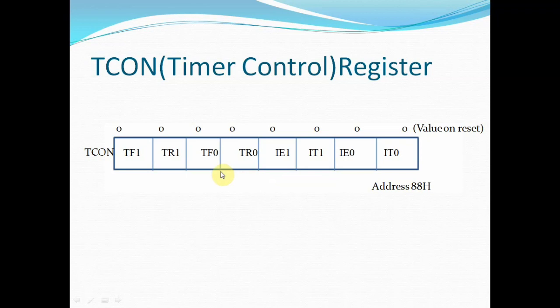So we are going to deal with these 4 bits when we are dealing with a timer, and the remaining 4 bits are for interrupts, they are used during interrupt.